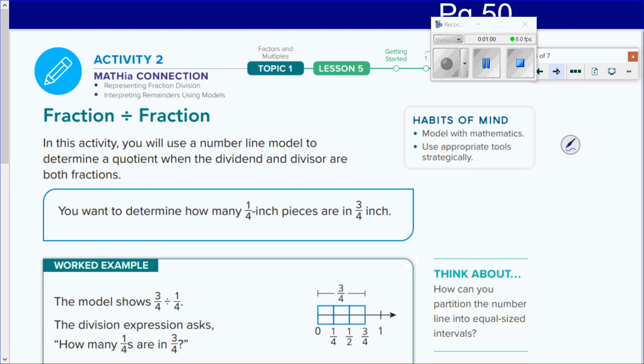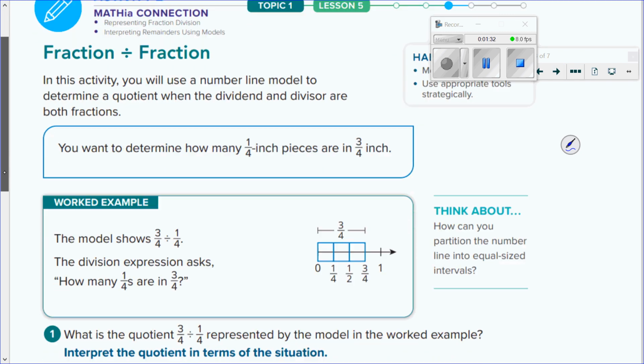Open up in your modules to page 50. Today, we're going to do number line models. So this is another way to do it. We've been doing the area models up to now, using different rectangles to help you understand how it goes. The number line models can work relatively well, especially when the divisor is a factor of the dividend. So we'll see how this goes.